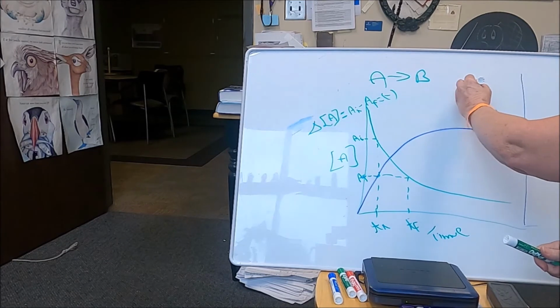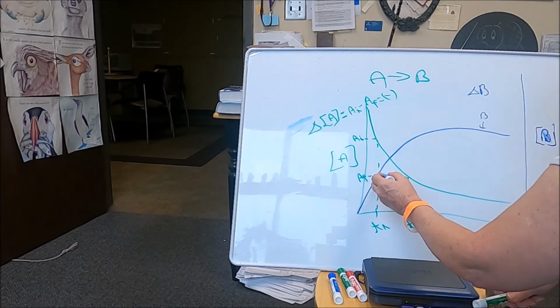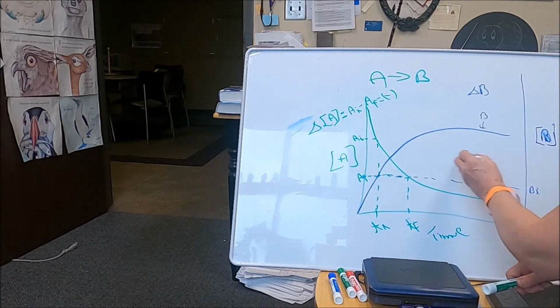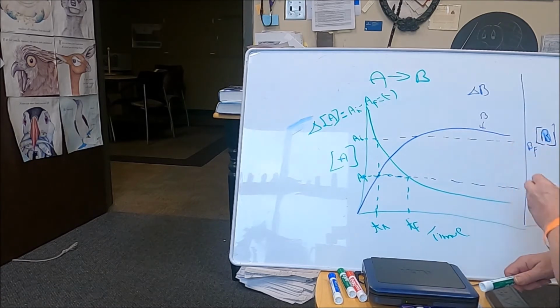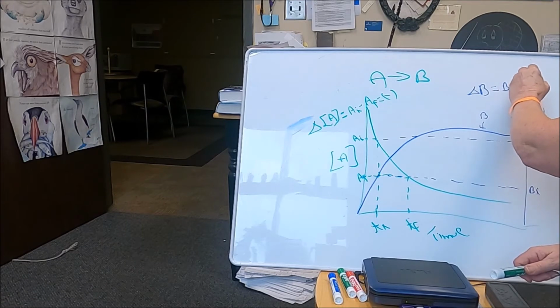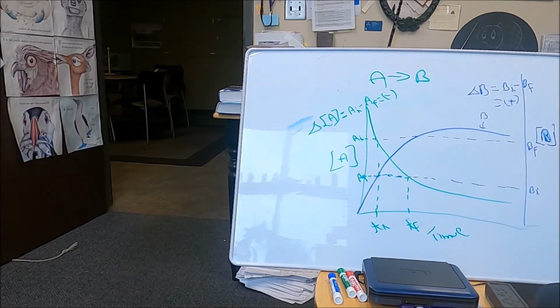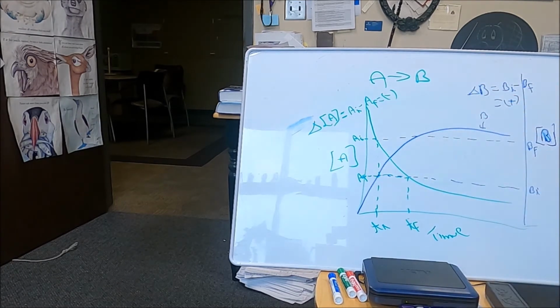If I look at delta B over the same time interval, so that I have B initial, B final, B initial minus B final, I'm going to get a positive number. Okay? So change in concentration of the reactants is negative. Change in concentration of the products is positive.